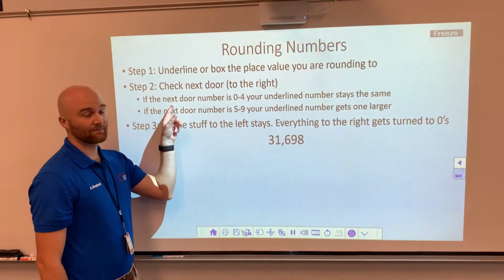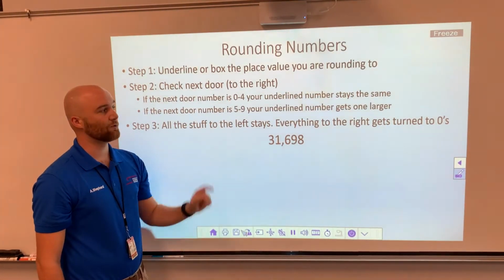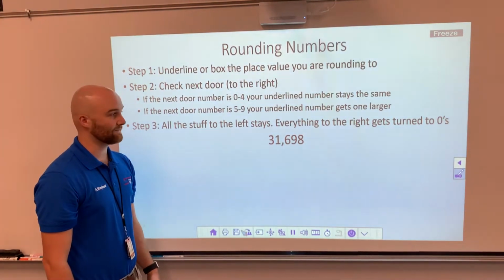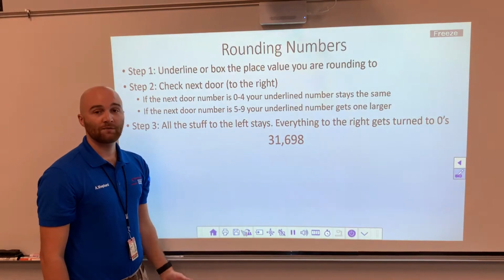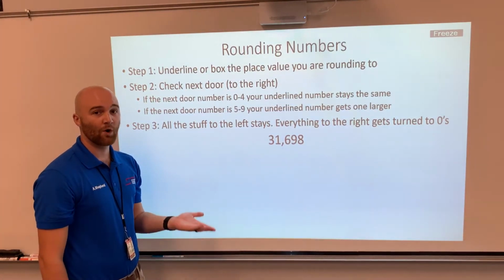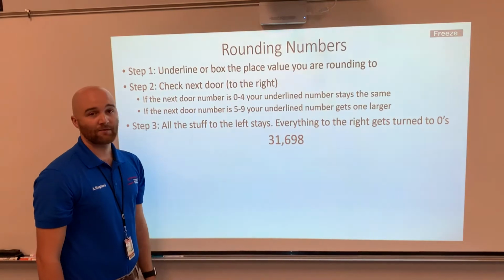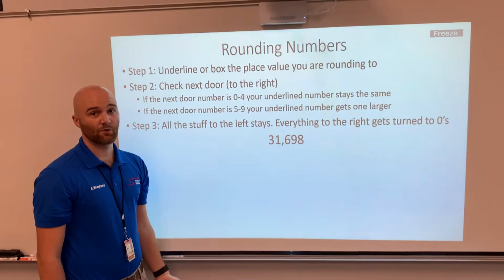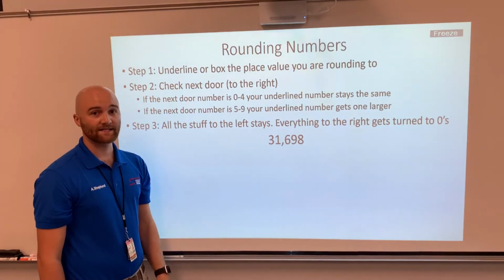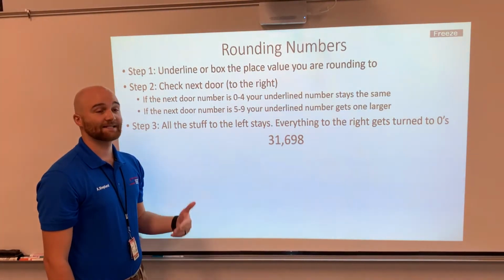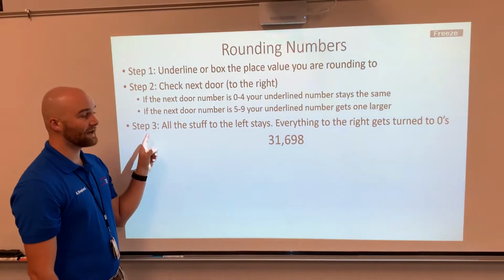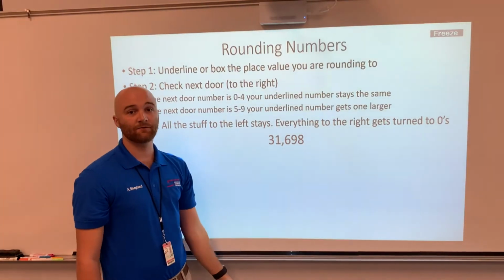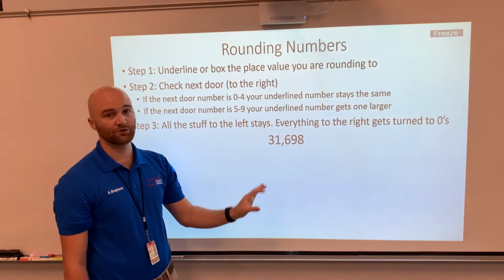Then, if that next door number is 0 to 4, we're going to let that underlined number stay the same, or your boxed number stay the same. If it's 5 to 9, we're going to make that underlined number, that boxed number, get 1 larger. An easy way of remembering this is saying if it's 5 or more, we're going to raise the score. If it's 4 or less, we're going to let it rest, meaning let it stay the same. After that, after we've changed our number or decided it should stay the same, everything to the right of wherever we put the box or the underline is going to get turned into zeros.